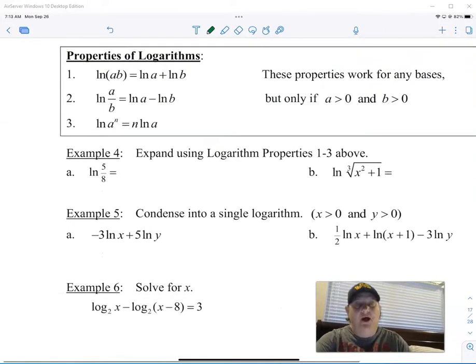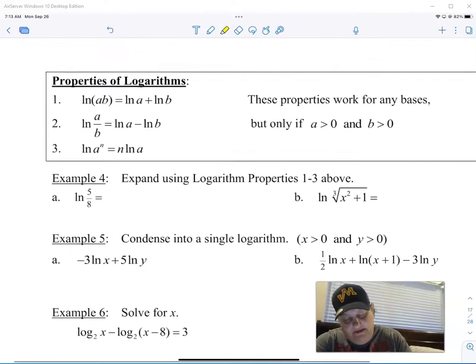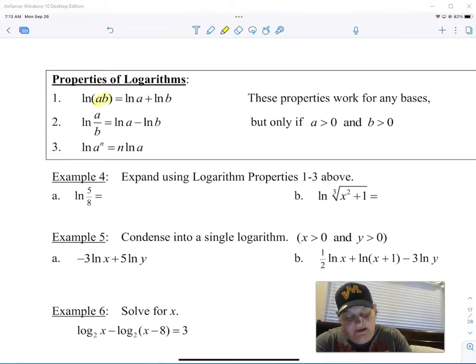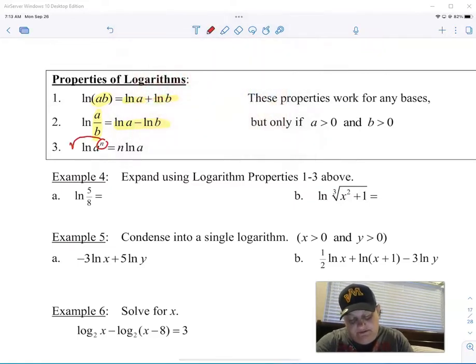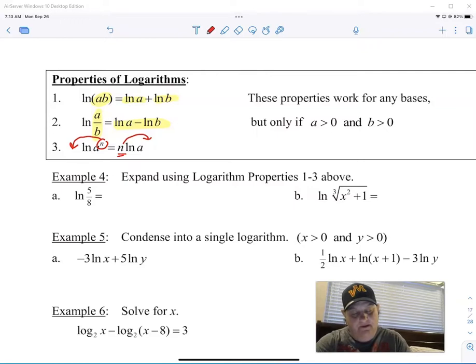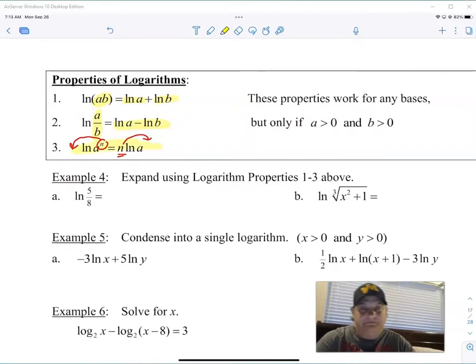Here are some properties that we have. I think you guys will remember this. If I'm multiplying on the inside, it's the same as separating it out and adding. If I'm dividing on the inside, it's the same as separating them out and subtracting. And then there's this rule where the exponent can go down in front, or vice versa, the number in front can be an exponent. So that's my third log rule.